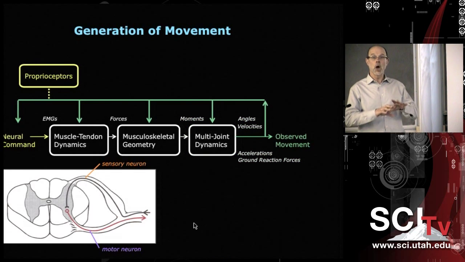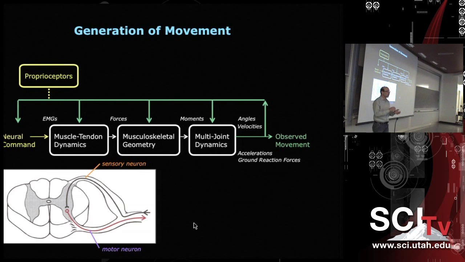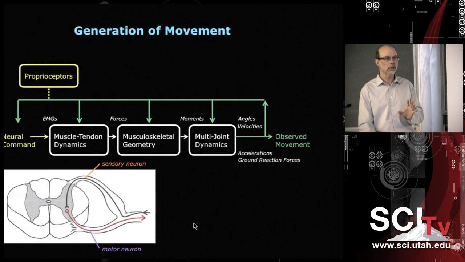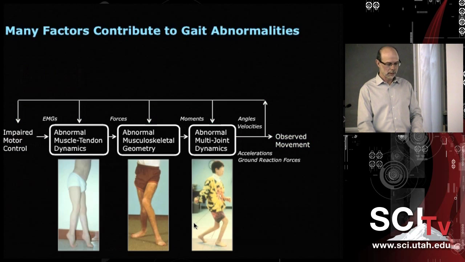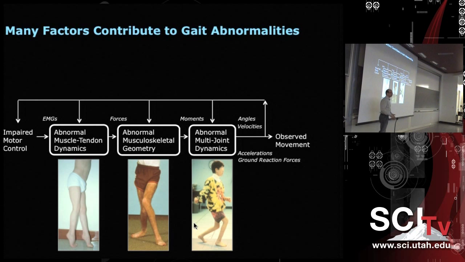It's, of course, not an open-loop system. It's not just a neural command producing movement, but we have proprioceptors in muscle. Spindles are sensing the length and velocity of muscle, and tendon organs are sitting in tendon sensing force, and so it's a closed-loop control system. Perfectly tuned, that enables us to do amazing feats and learn new activities. And then everything goes wrong. So there's impaired motor control, abnormal muscle tendon dynamics, abnormal geometry, and that produces abnormal motion.